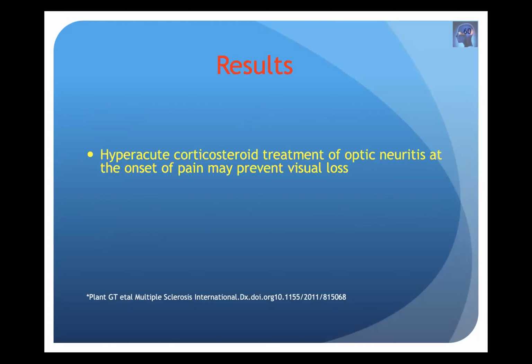So hyperacute corticosteroid treatment of optic neuritis at the onset of pain may prevent vision loss. We can see that the earlier we act in optic neuritis, the better. Though this depends upon a subjective finding, and the patient should be a very astute observer to realize that it is the same pain he suffered 4 years ago with optic neuritis. So the chance of getting the patient to the hospital at the right time is a bit unlikely. But still, they have proven that early intervention is important in the treatment of optic neuritis.